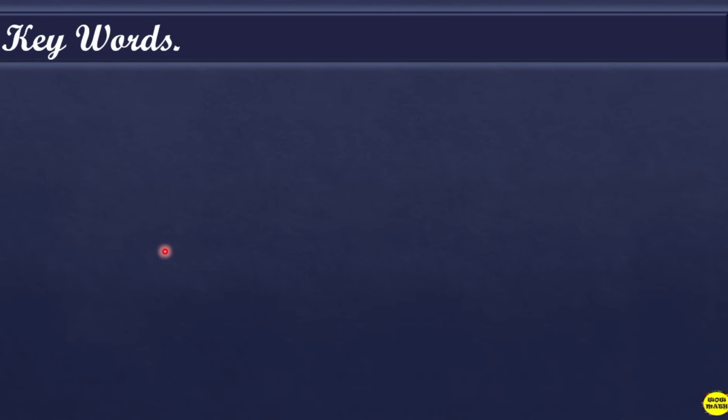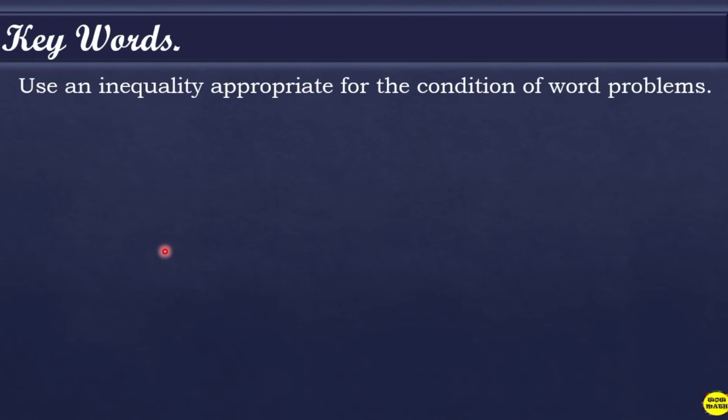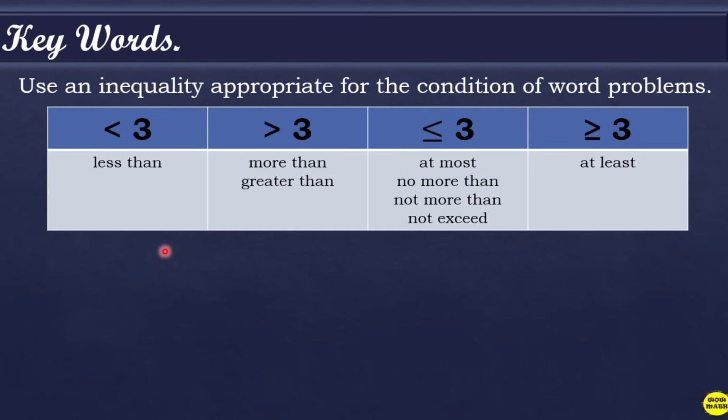So ano-ano ba yung mga yon? Make sure to use an inequality appropriate for the condition of the word problems. So ito yung mga symbols. If the problem states less than, then you have to use this symbol. If it states more than or greater than, ito po yun. Ito madalas to, yung at most, no more than, not exceed, or not exceeding.